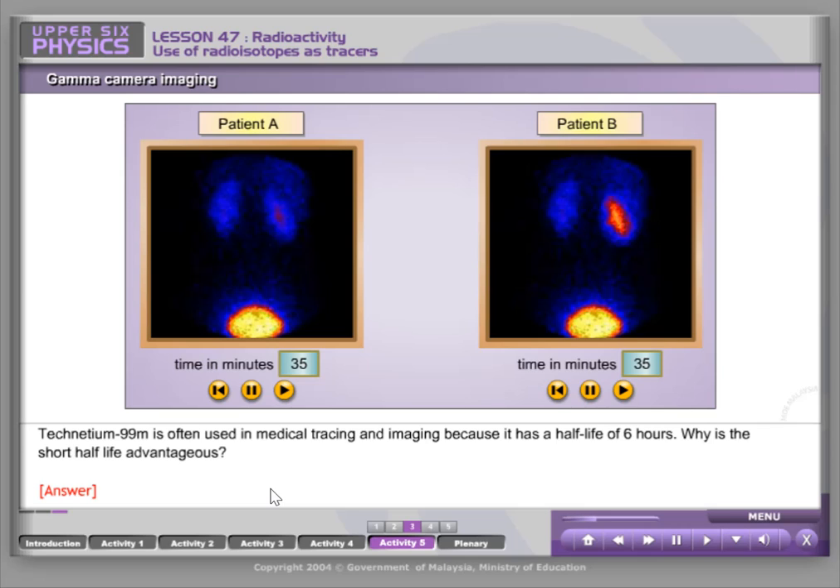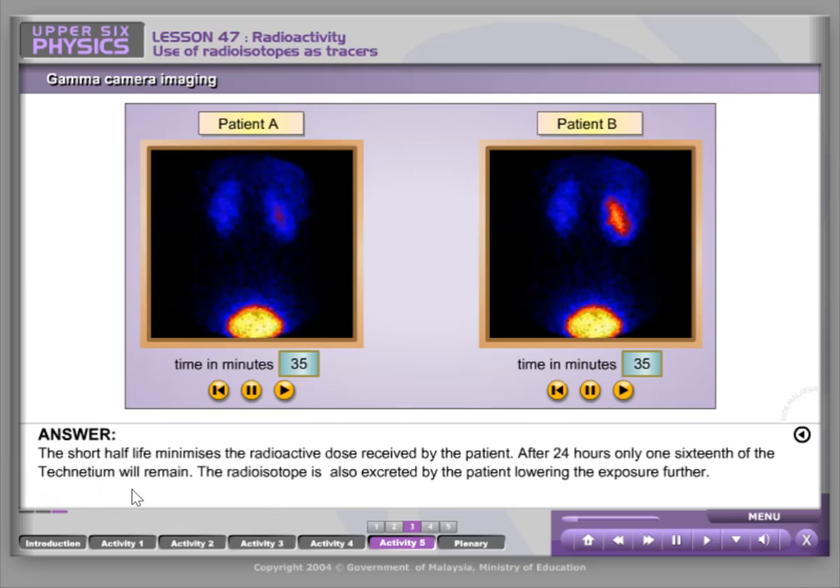Technetium-99m is often used in medical tracing and imaging because it has a half-life of 6 hours. Why is the short half-life advantageous? Answer: the short half-life minimizes the radioactive dose received by the patient.